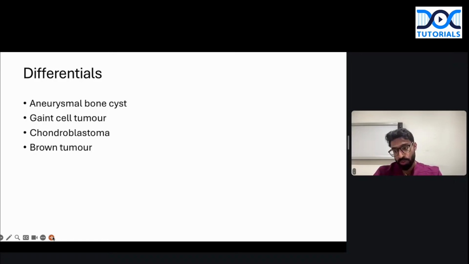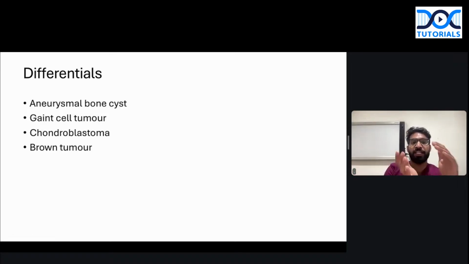Coming on to Brown's tumor, also known as hyperparathyroidism. What differentiates brown tumor from a giant cell tumor is that it is multiple in number, and on blood investigations, there is raised serum calcium, raised PTH, and there are multiple lesions. So that is what differentiates brown tumor from a giant cell tumor.